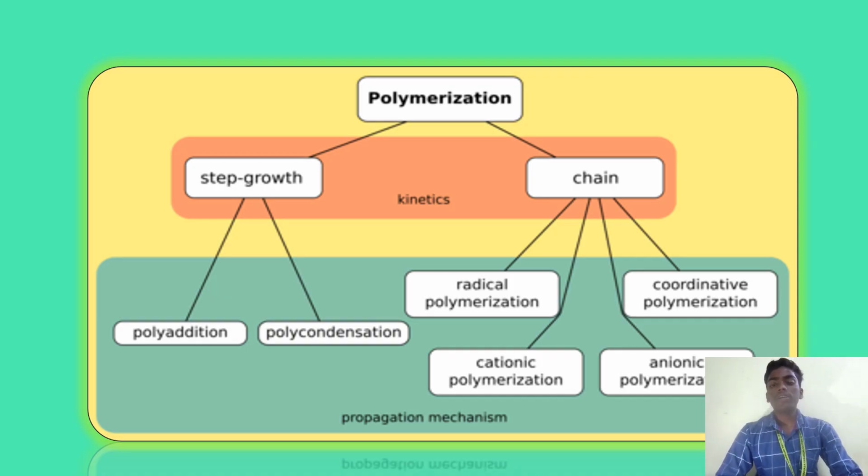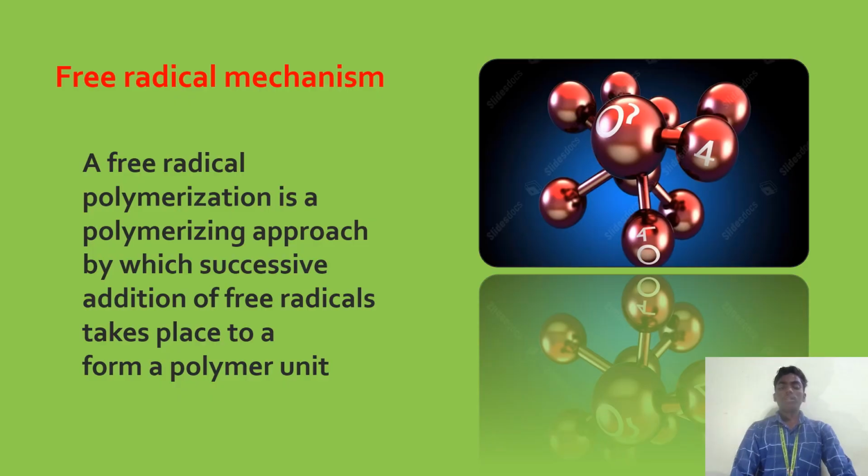Polymerization is subdivided into two parts: step growth and chain growth. Step growth is again divided into two parts, polyaddition and polycondensation. In the second part, chain growth is subdivided into four types: radical polymerization, coordinative polymerization, cationic polymerization, and anionic polymerization. In this presentation, we are only talking about radical polymerization. So we will move to the next slide.